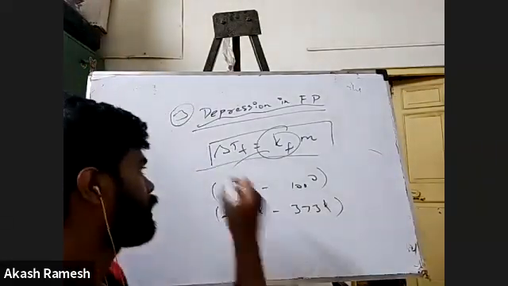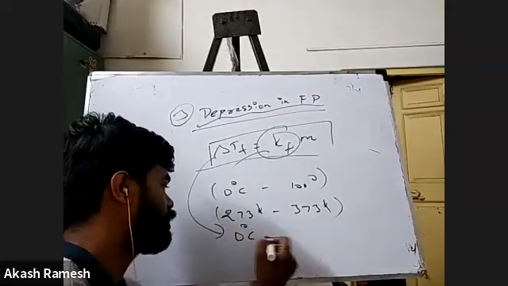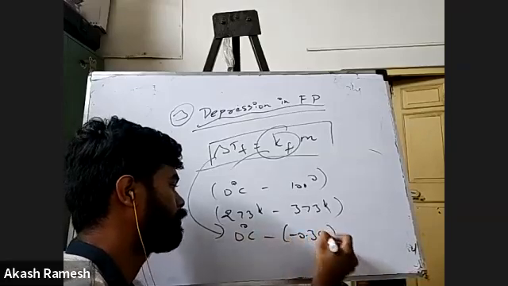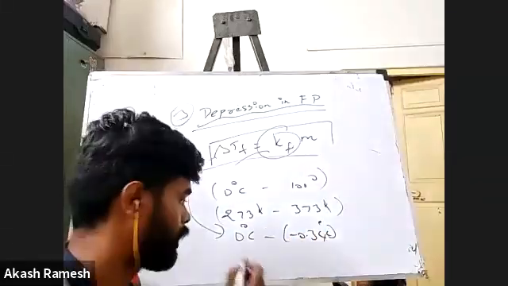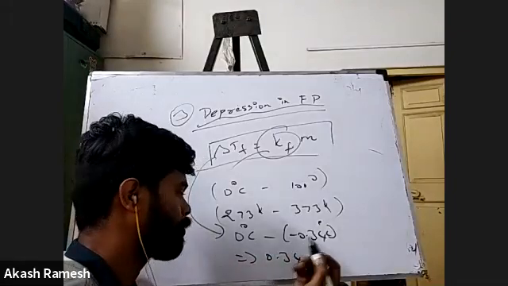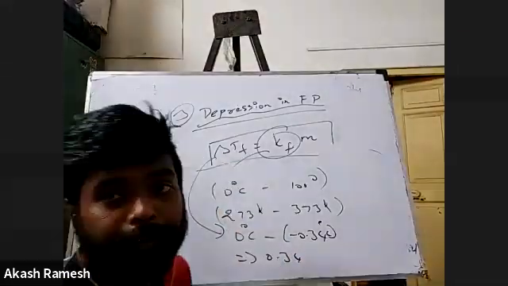So it will be what? Delta TF, if you have to calculate, it will be 0 degrees Celsius minus 0.34 degrees Celsius. So it will be 0.34. That will be the delta TF.